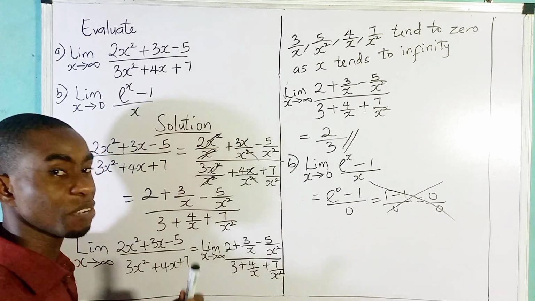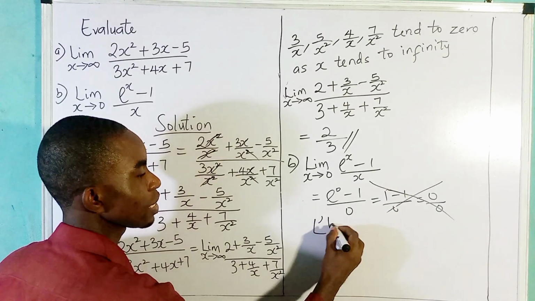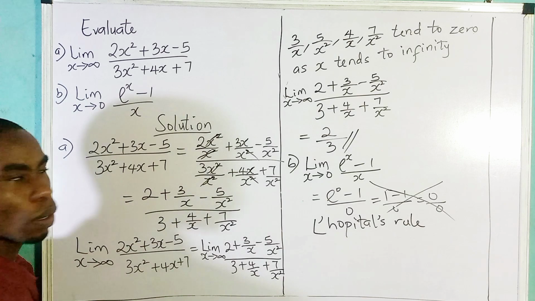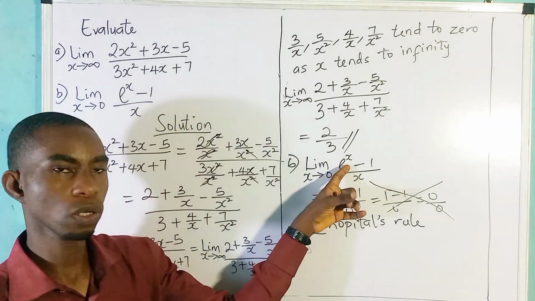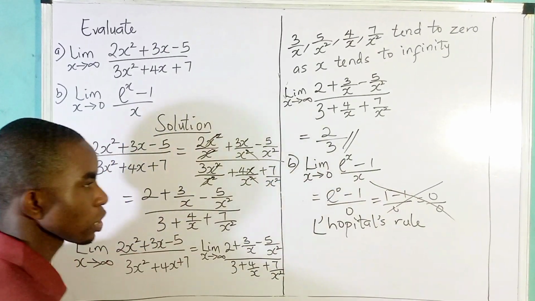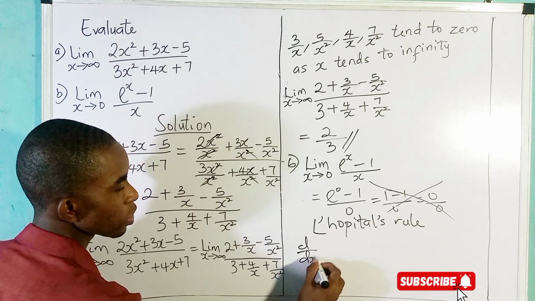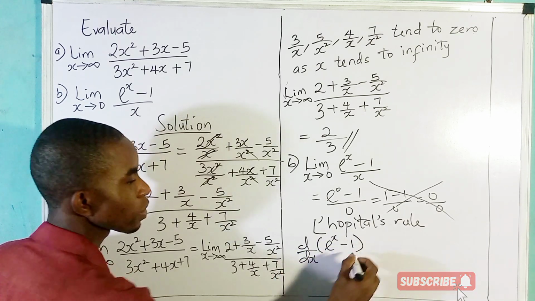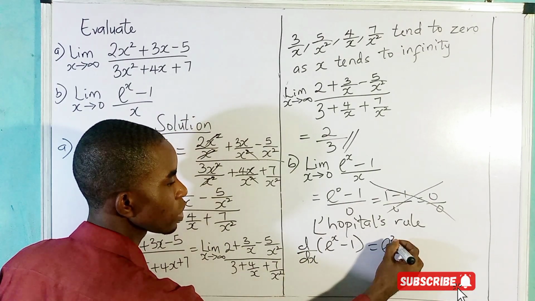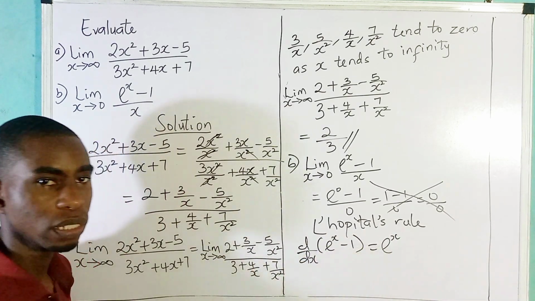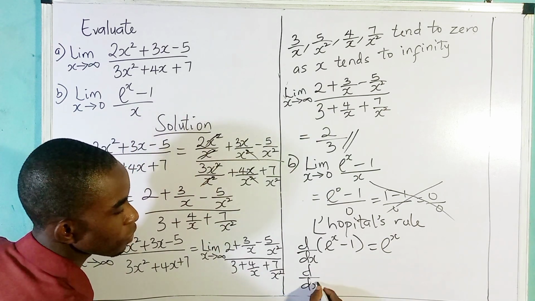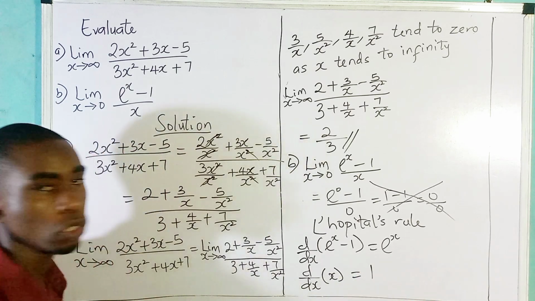L'Hopital's rule. You can pronounce it whatever way you like. The rule states that you are going to differentiate the numerator and the denominator separately, then you will use the limit. So if we differentiate d dx of exponential x minus 1, we differentiate the numerator, we'll be having differentiate exponential x is still going to be exponential x. When you differentiate 1, it is going to be 0. So this is exponential x. While for the denominator, differentiating x will give you just 1.